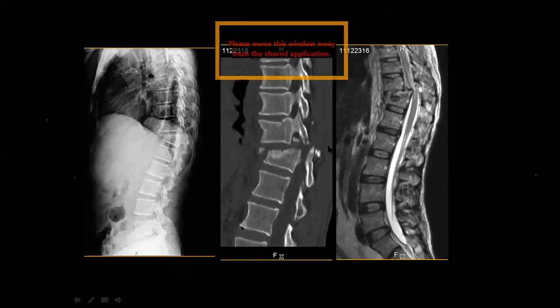Here, there is facet joint dislocation. That means the facet joint capsule should have ruptured. Then you can give 3 points.